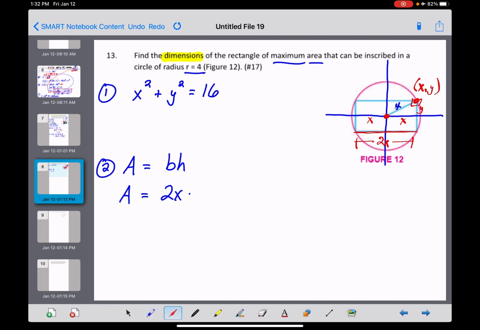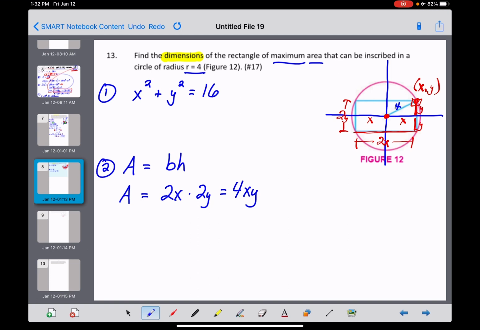And I think you guys can see where this is going now. y is how far above the x-axis we had to go, but we also are going to go y units below that. So 2y is going to be the height of the entire rectangle. So obviously that's just going to make a 4xy for the area of the entire rectangle.